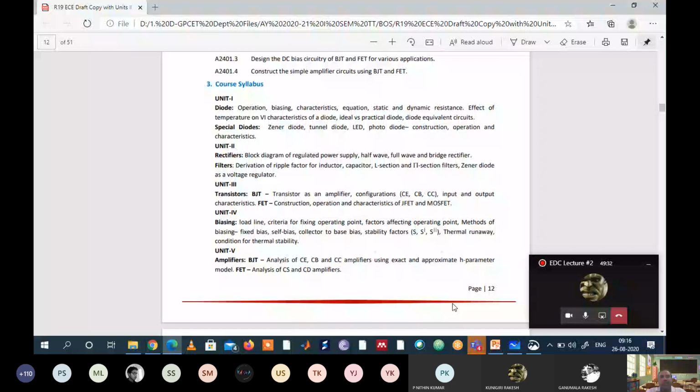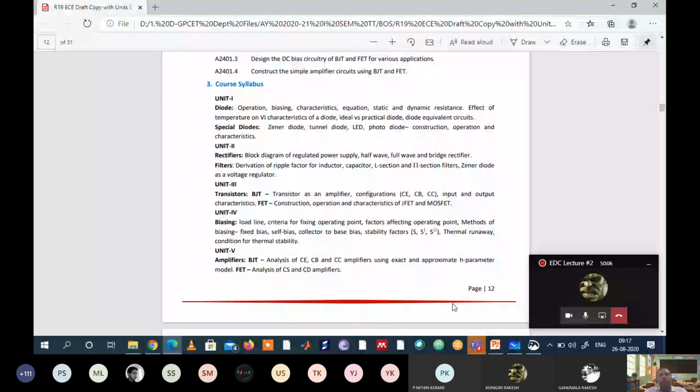And in the last unit we will be learning about amplifiers, because the most important application of transistors is acting as an amplifier. So how a FET acts like an amplifier and how a BJT acts like an amplifier in various configurations like CE, CB, and CC: common emitter, common base, and common collector. Both exact and approximate analysis we'll be learning in amplifiers.